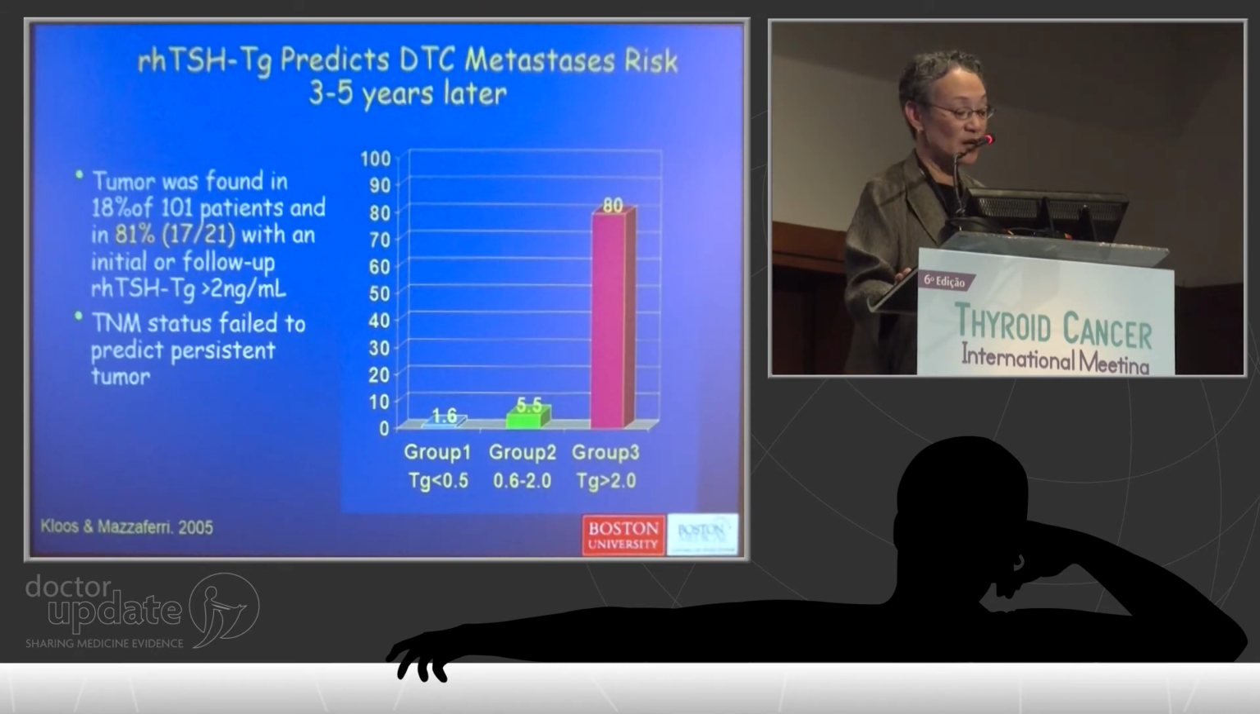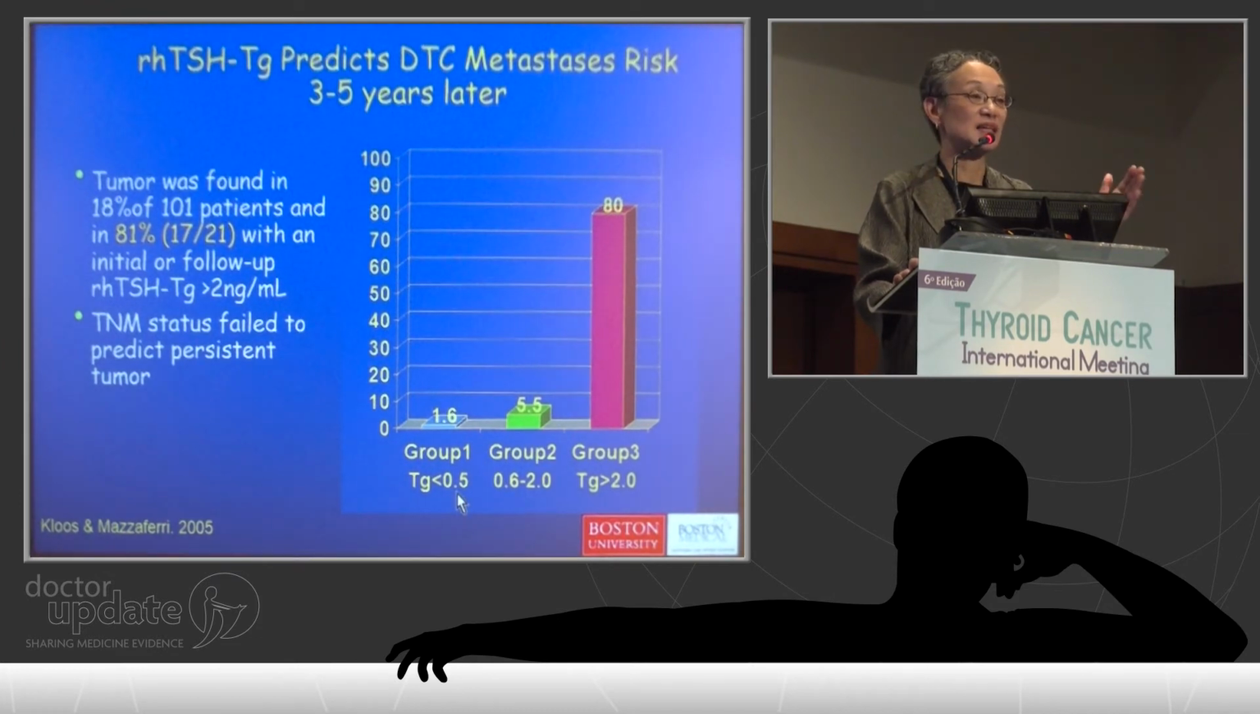So this is a very old article from Mazzaferri, very similar to what you just heard before. In patients who've had thyroidectomy, radioactive iodine, and then recombinant human TSH stimulated thyroglobulin at 1 year, they asked, what is the risk of recurrence over 3 to 5 years? In the group with TGs less than 0.5, the risk of recurrence over that 3 to 5 years was only about 1.6%. If you're in the intermediate group, 0.6 to 2, it was 5.5%, and greater than 2 was 80%.